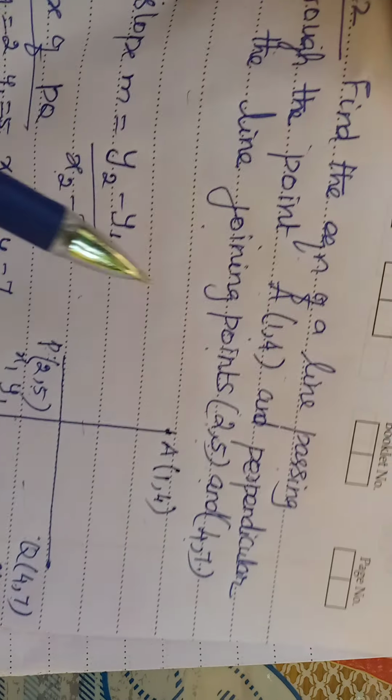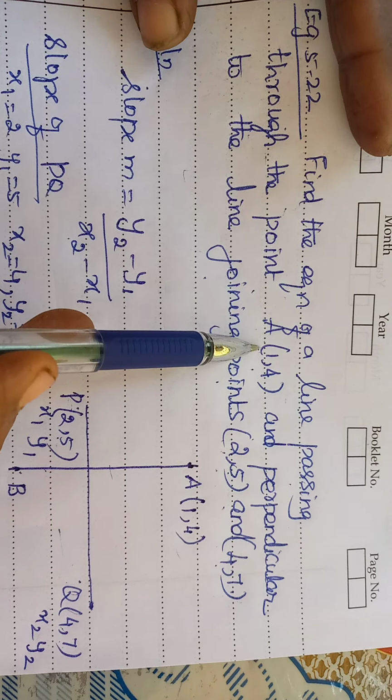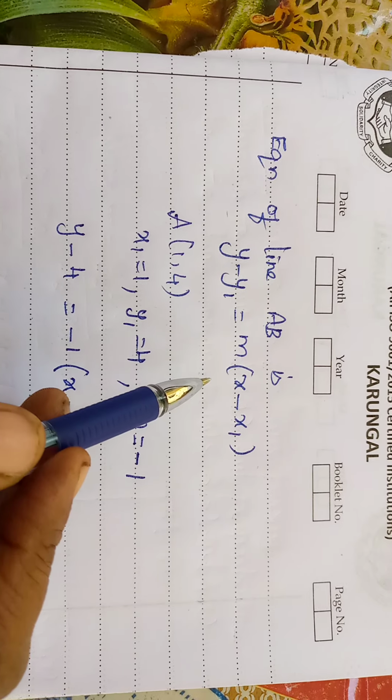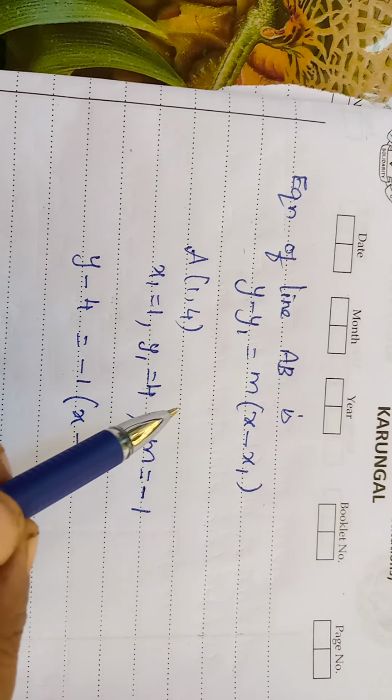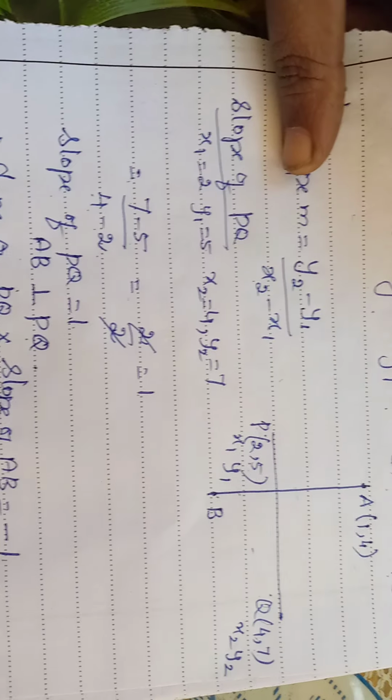We have to find the equation of the line through point A. So using point A only, we are going to find the equation of the line. We now have the slope and one point. What is the slope of AB? The slope of AB is minus 1.